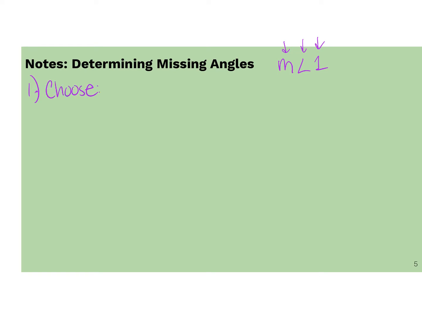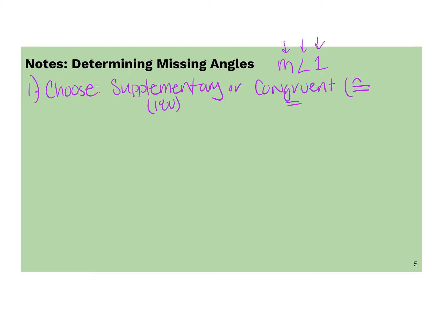Are your angles supplementary, meaning they add up to 180, or are they congruent, which means they are equal? The symbol for congruent, however, is not an equal sign. This is the symbol. It's an equal sign with a little weird squiggle on top, okay? So that means congruent.